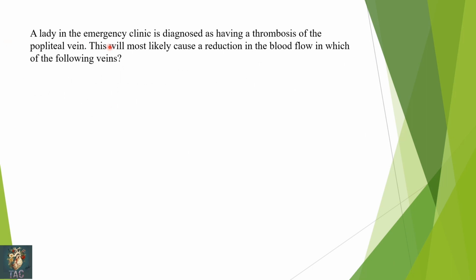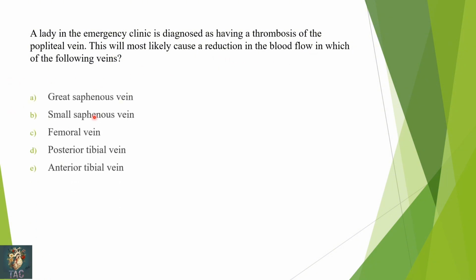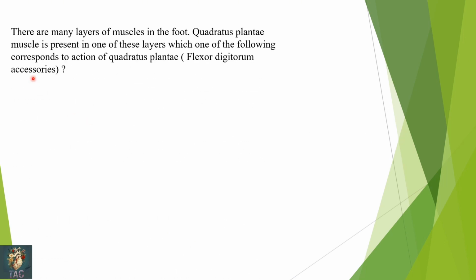Next MCQ is a lady in the emergency clinic is diagnosed as having a thrombosis of the popliteal vein. This will most likely cause a reduction in blood flow in which of the following veins? So we all know that the popliteal vein drains into the femoral vein, so the blood flow to the femoral vein will be reduced.